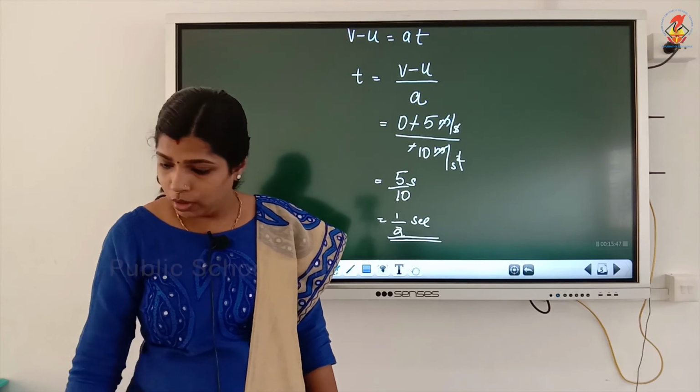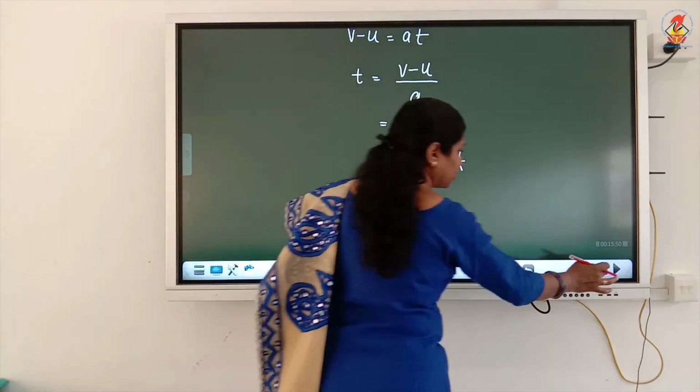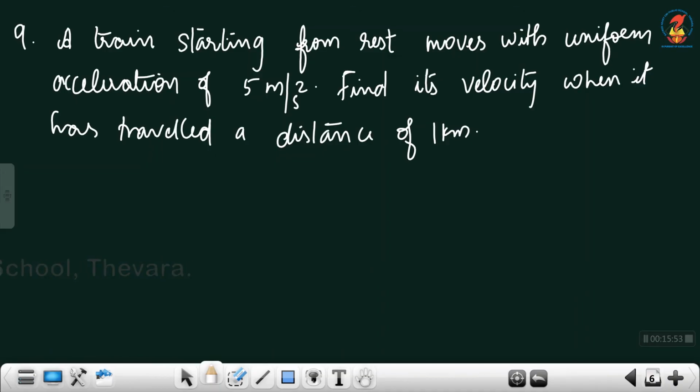Okay. Now, one more question is there. A train starting from rest moves with an acceleration of 5 meter per second square. Find its velocity when it has travelled a distance of 1 kilometer. So, what is the velocity when it travels a distance of 1 kilometer? Means final velocity you need to find.